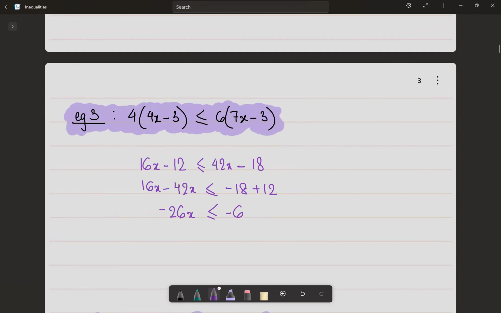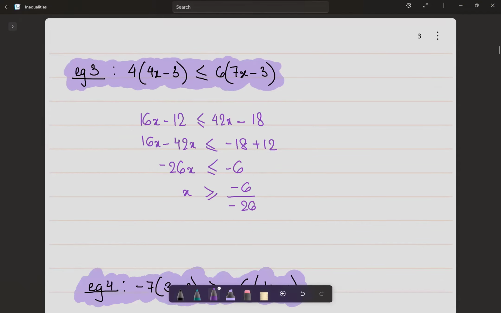Now we see that we have a negative number in here, negative 26. So when we are going to divide with this negative number, our sign will change. So x will now be more than negative 6 divided by negative 26. So it is going to give us x is more than or equal to 3 by 13.